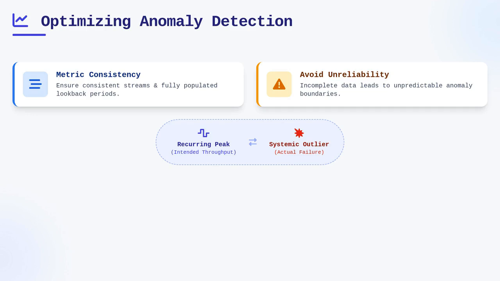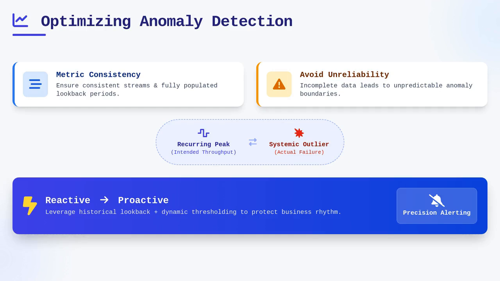By leveraging the power of historical lookback windows combined with dynamic thresholding, you transition your monitoring strategy from reactive to proactive, allowing you to observe deviations while the business rhythm continues undisturbed. This approach ensures that your operations teams are alerted only when the system truly deviates from its established historical identity.